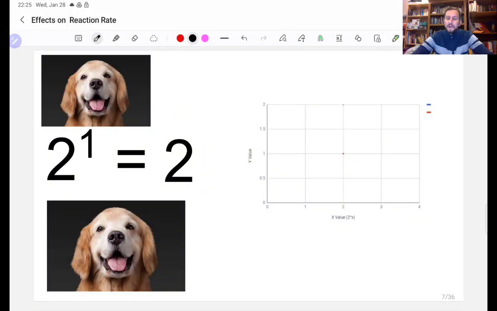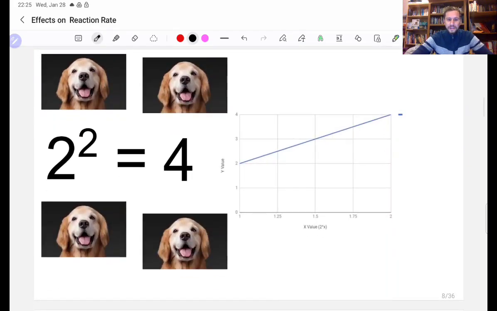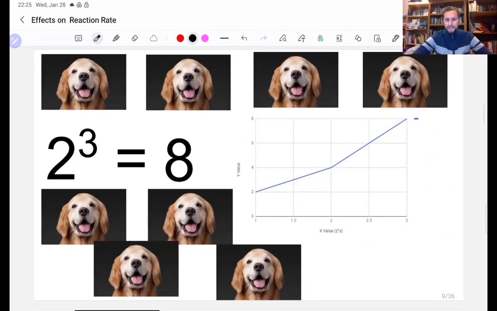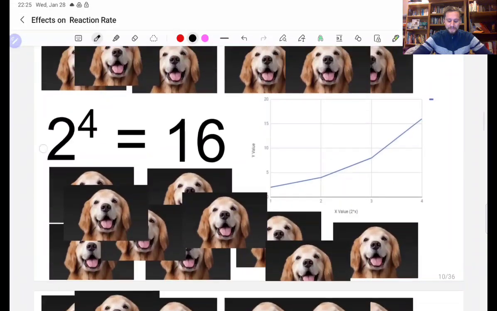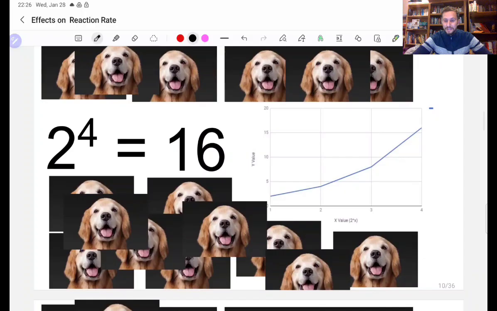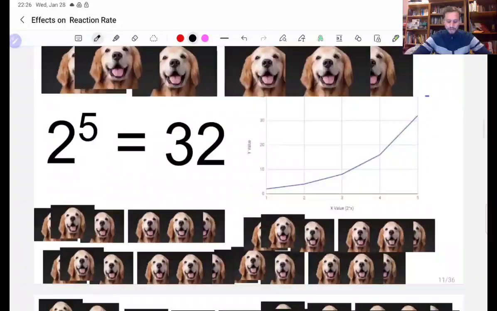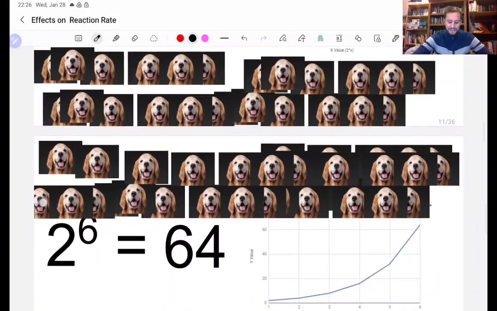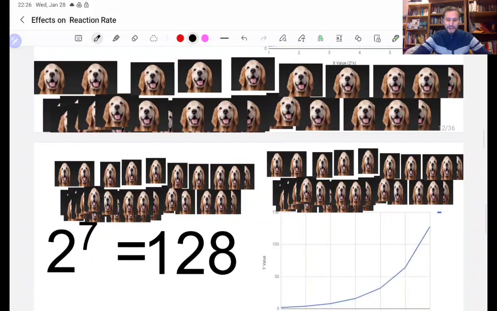The next day, you come home from school. There's a second puppy. Now there are two puppies. You go back to school. The next day, you come home from school. There are four puppies. The next day, there are 8 puppies in your house or apartment. The next day, 16 puppies. The next day, 32 puppies. The next day, 64 puppies. The next day, in your house, there are 128 puppies.